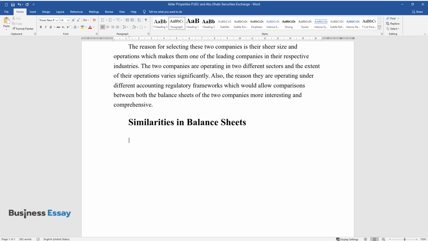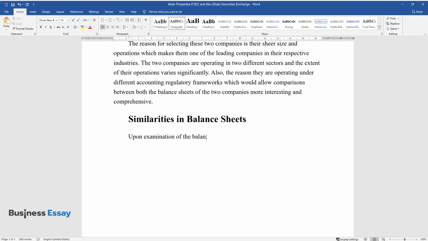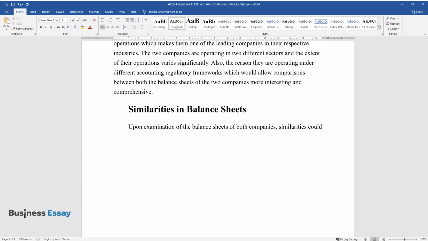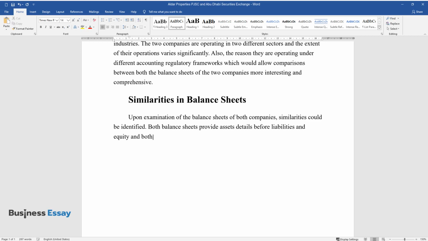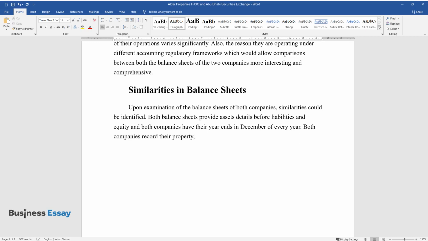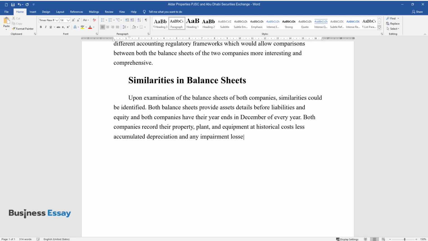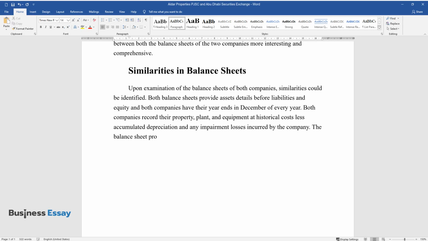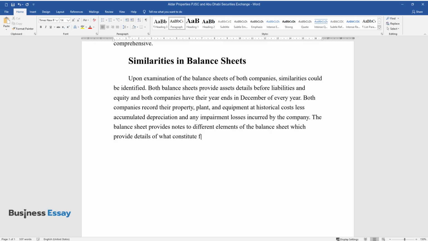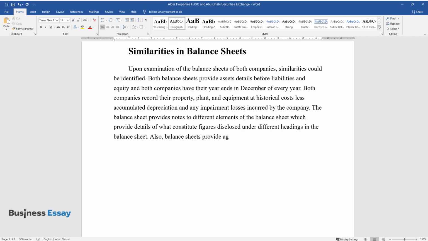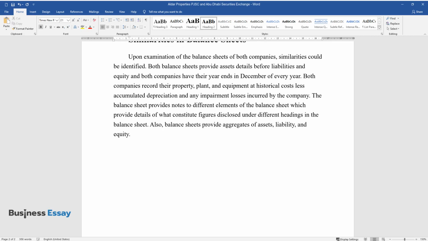Similarities in balance sheets. Upon examination of the balance sheets of both companies, similarities could be identified. Both balance sheets provide assets details before liabilities and equity, and both companies have their year ends in December of every year. Both companies record their property, plant, and equipment at historical costs less accumulated depreciation and any impairment losses incurred by the company. The balance sheet provides notes to different elements of the balance sheet which provide details of what constitutes figures disclosed under different headings in the balance sheet. Also, balance sheets provide aggregates of assets, liability, and equity.